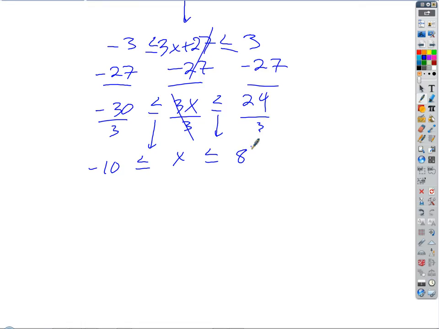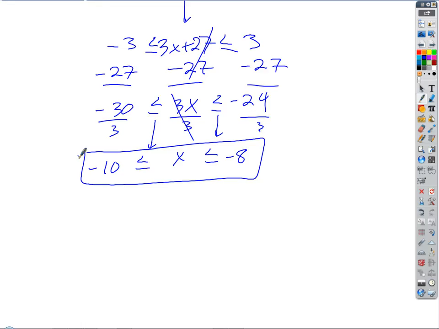Wait, so wouldn't that be negative 8? Yeah. Oh, you're right. It is -8. Good, thank you. So x is greater than or equal to -10 and less than or equal to -8, and that's exactly how I would input it. Question? Yeah, you said that if something was negative, then we'd have to flip it. Let's look at one like that.